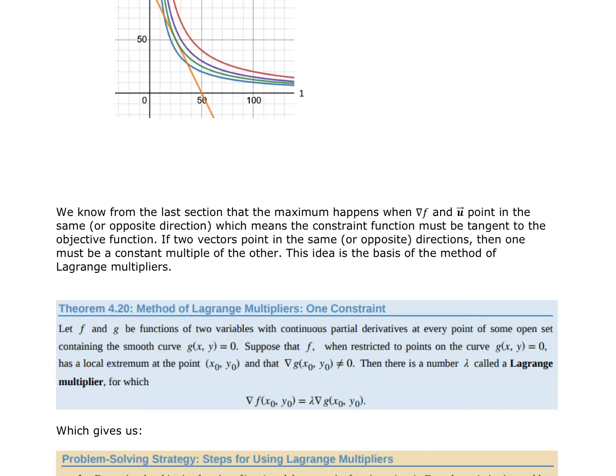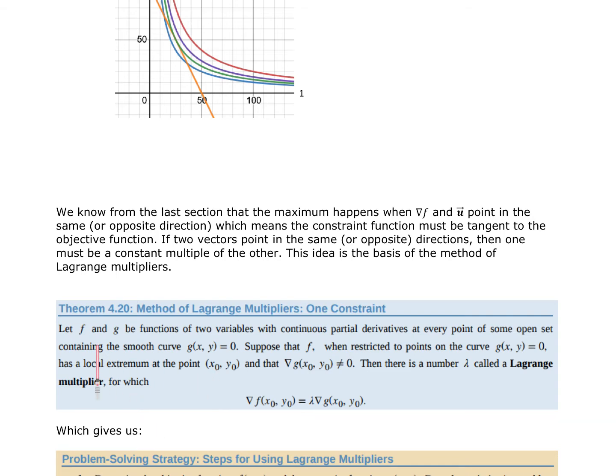We also know from our last section that the maximum happens when my gradient and the vector I'm looking at point in the same or potentially opposite directions, which means the constraint curve must be tangent to the level curve of the objective function. If the two vectors point in the same or possibly opposite directions, then there must be a constant multiplier of one to the other. This is the basic idea of the Lagrange multipliers.